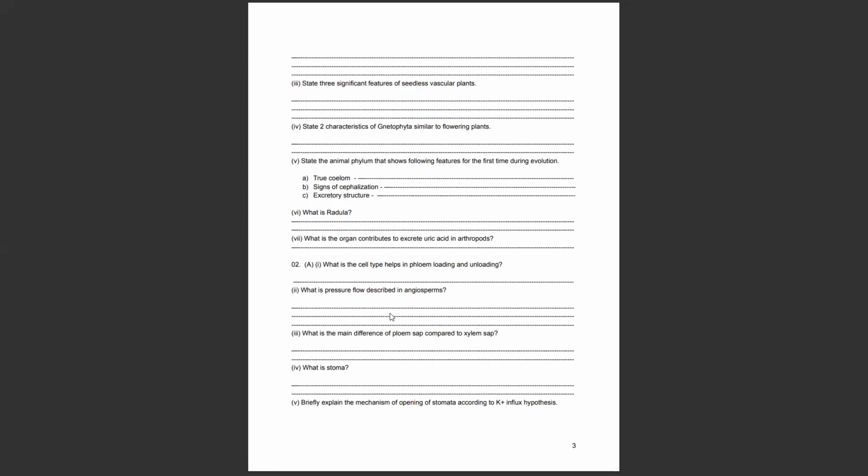Next one, state 3 significant features of seedless vascular plants. Now, if we take the seedless vascular plants under that topic, they have given not only 3, right? They have given several features. But here they have specified, they're asking only 3. But if the question were just state significant features of seedless vascular plants, right? You can't write only three features and pretend.